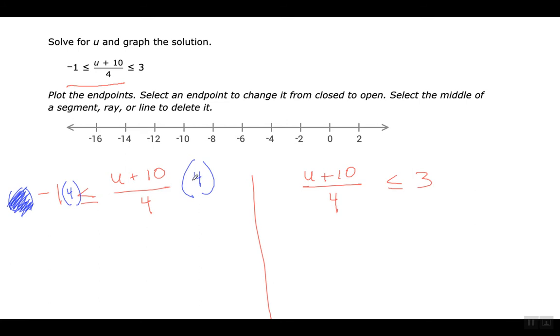I'm multiplying both sides by 4. So on the left side, it will be negative 4. Over here, the 4's cancel out, and you have u plus 10.